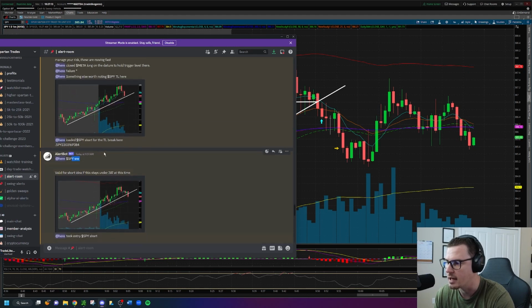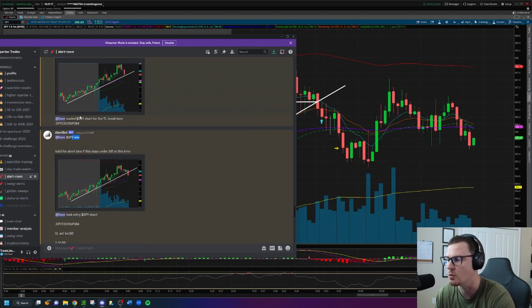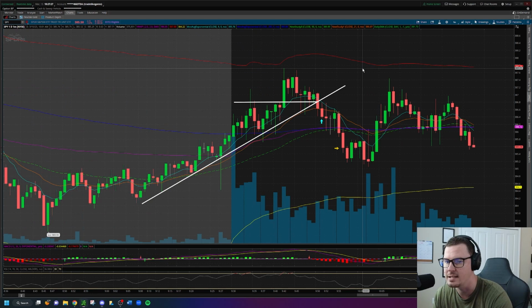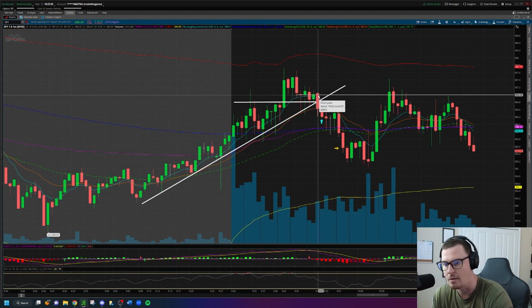trend line break. And by the way, this was posted at 9:47. This was posted at 9:50. So 1 minute later, off of this, when I give you the contracts, I'm re-alerting it. SPY worth watching. Valid for a short idea if this stays under 387. Why? Well, because 387 during all of this consolidation is going to be your point of resistance, right? So if that resistance line is broken, then this is not going to be validated as a short idea, and it's actually pushing back higher.